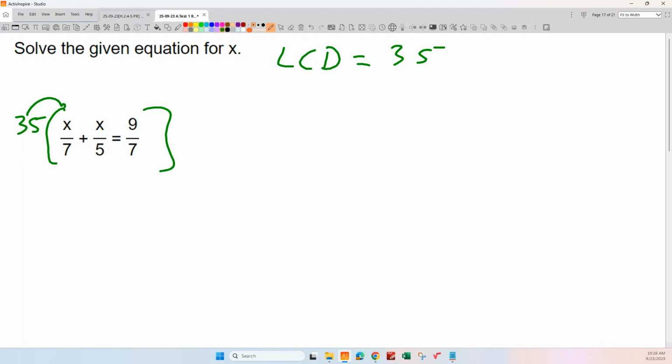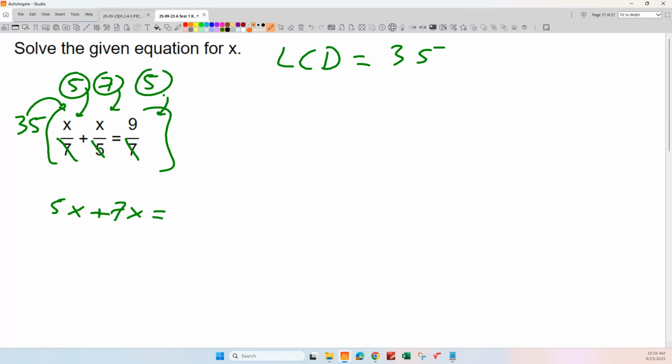When I distribute it to that first term, divide first, right? I'm going to reduce the fraction first. 35 over 7 crosses out the denominator and reduces to 5, which gets multiplied. The denominator's gone, so it just gets multiplied by the top. So I just get 5x. Next term, cross out the denominator, 35 over 5 reduces to 7, multiplied by the top gives me 7x. On the other side, 35 over 7 reduces to 5 times 9 is 45.